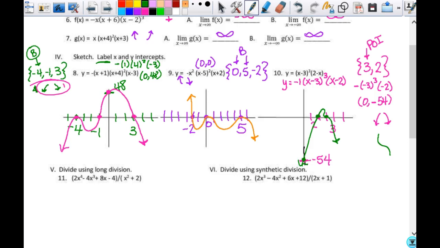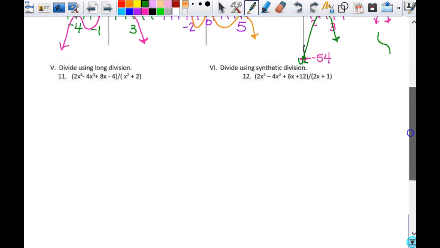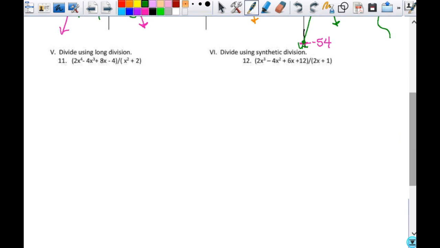Okay, let's see if we can do a couple more. All right, so we're going to divide using long division. Make sure you read the directions and you do what it says. So this is going to be x squared plus 2. Divide that into 2x to the 4th minus 4x cubed. I got to put a placeholder here, plus 0x squared plus 8x minus 4.